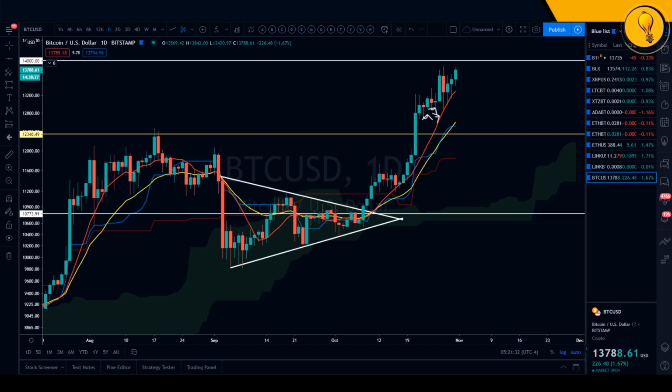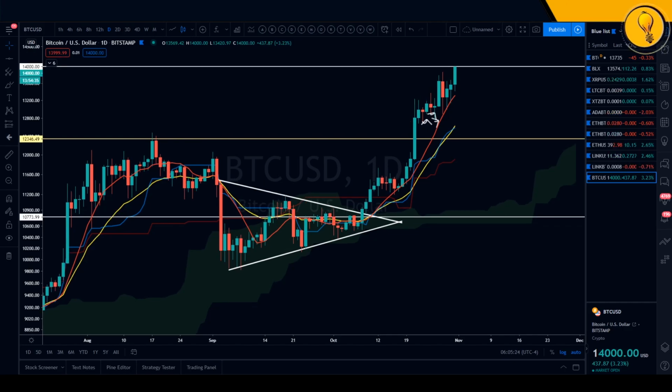Now with this, let's get into the analysis and see what Bitcoin is up to. She is looking beautiful. So now we're just going to stick to our usual drill: start off with the monthly, then the weekly, daily, and 4 hour.